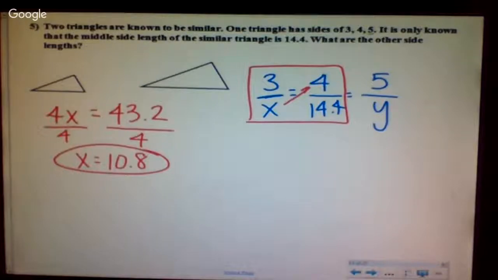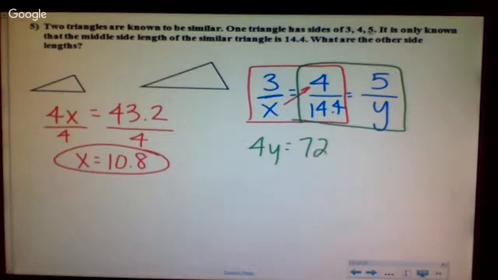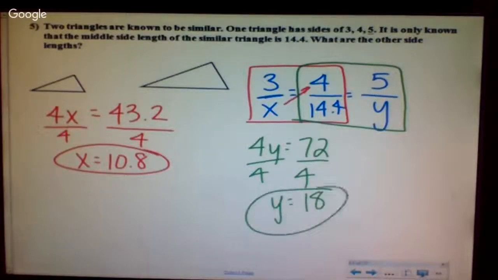Then we've got to solve for y. Again, the fraction that has no variables and the one that we're trying to find. So we get 4y equals 5 times 14.4, which is what? 72. Okay, divided by 4, 18. y equals 18. So its longest side is 18.